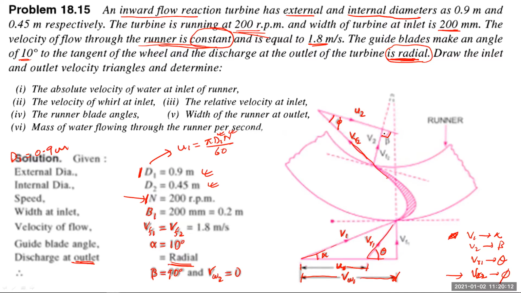As we know, if beta is 90 degree, radial, then vw2 becomes 0, and this is your v2. Its vertical component is vf2 and horizontal component is 0. We all know that. So this is your velocity triangle diagram. No need to draw these things, this is just for illustration. This curved blade and these two triangles you need to draw in your examination. Now let's see how to solve this.